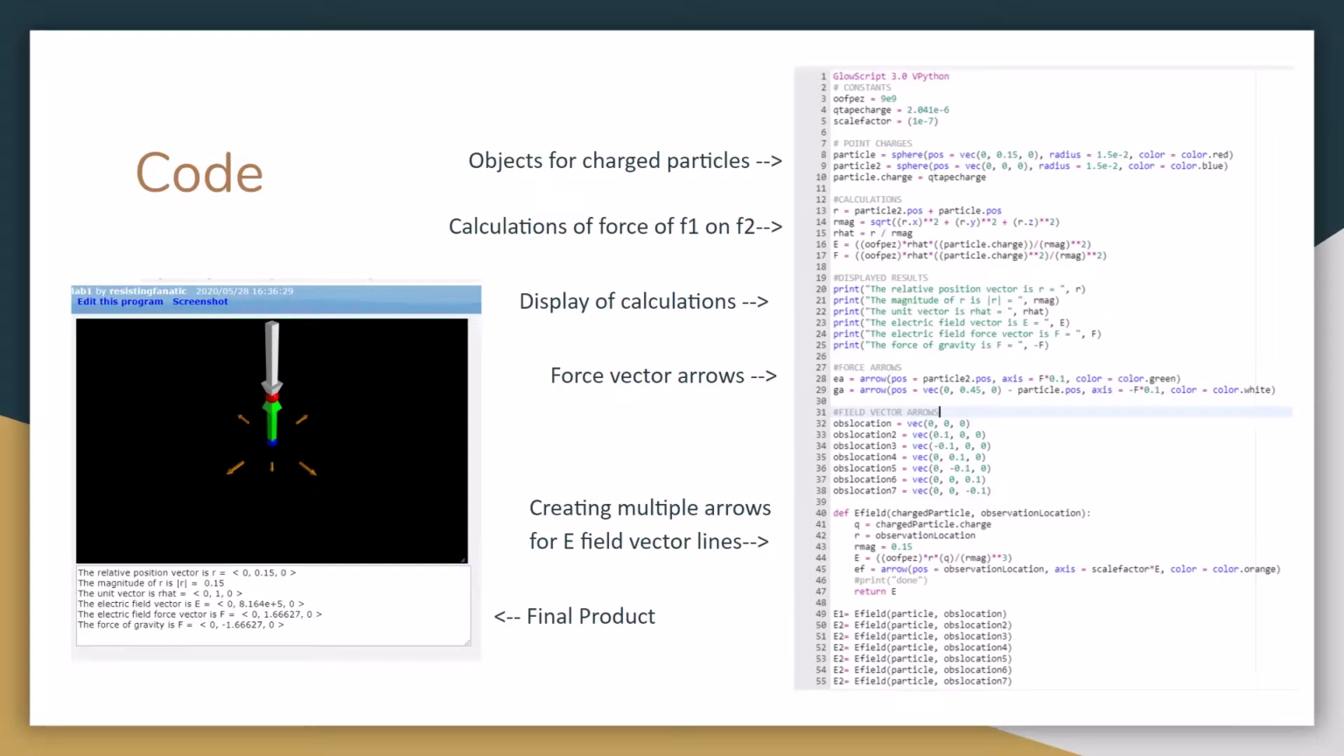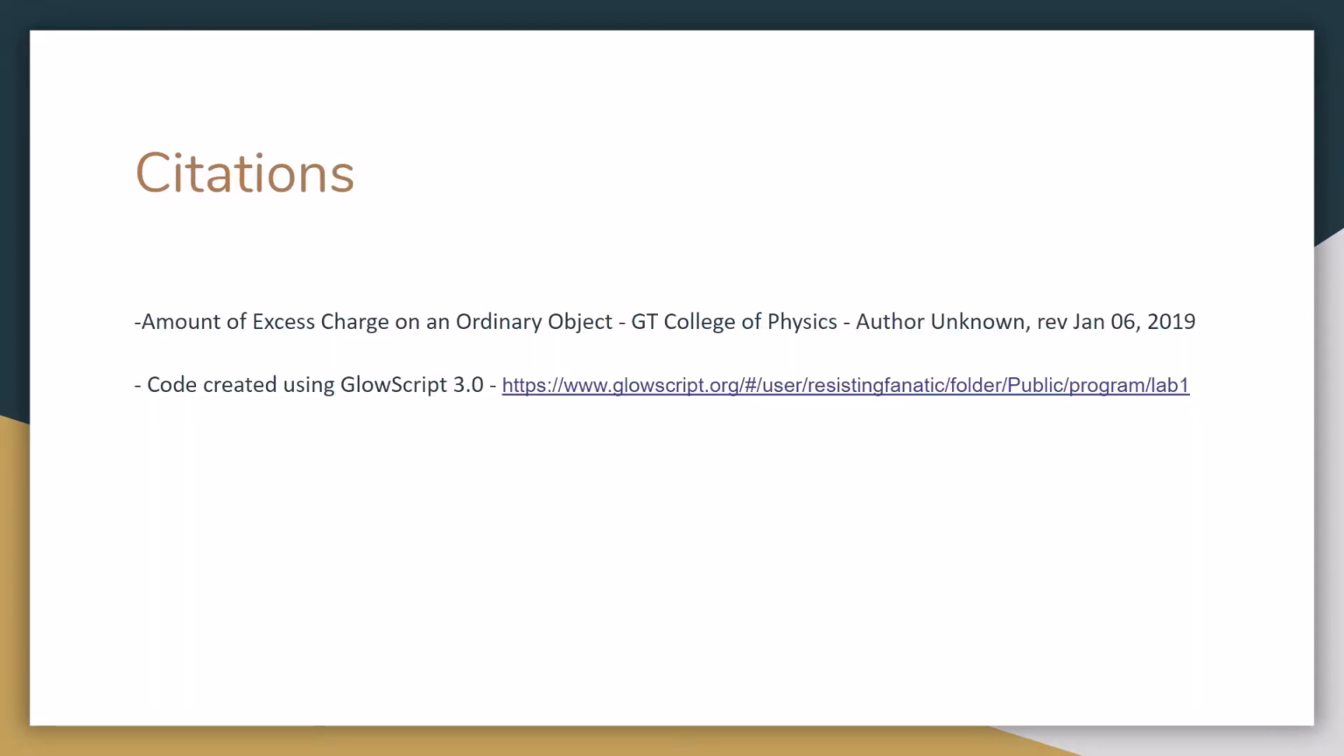For this experiment, we constructed a code based on Lab 0. Here on the right, we have a summary, or I guess the entirety of the code, with arrows pointing out to different areas depending on the function of that code. Portions of the code were for coding the objects of the charged particles, displaying calculations, and showing force vector arrows. On the left, you can see a screenshot of the final product with the displayed values and the picture itself. In this experiment, I used GlowScript 3 to encode everything, and some of the pictures were obtained via the lab instruction guide.